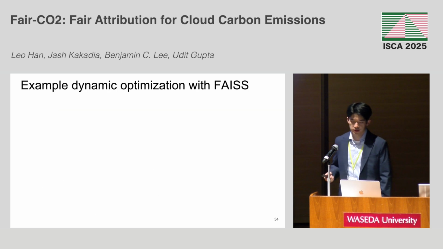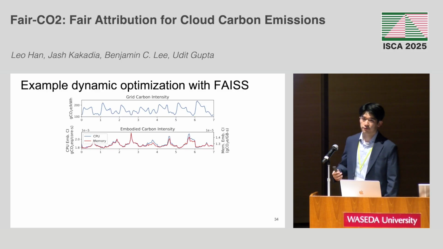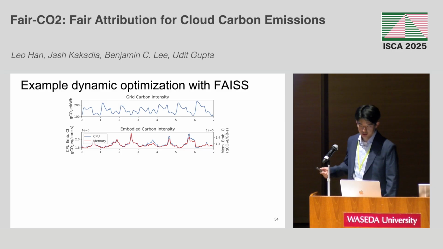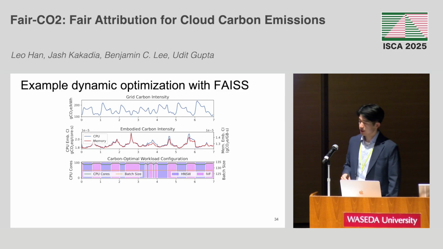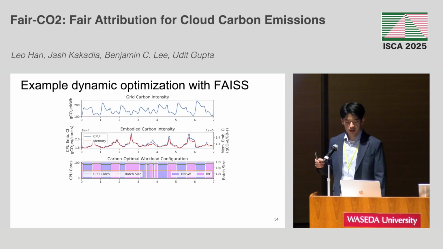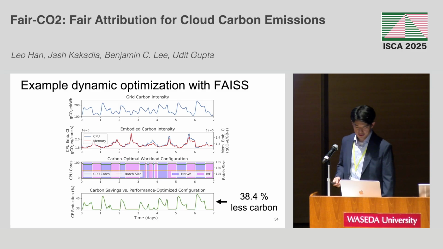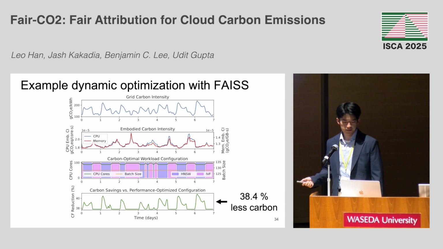This means that in response to varying grid carbon intensity and varying embodied carbon intensity from Fair-CO2, we can dynamically optimize our workload configuration to minimize the workload's carbon footprint. For example, this is denoted by the different color blocks. We will want to switch between different index search algorithms in response to live carbon signals. Doing so can net significant carbon savings against options like optimizing purely for performance.